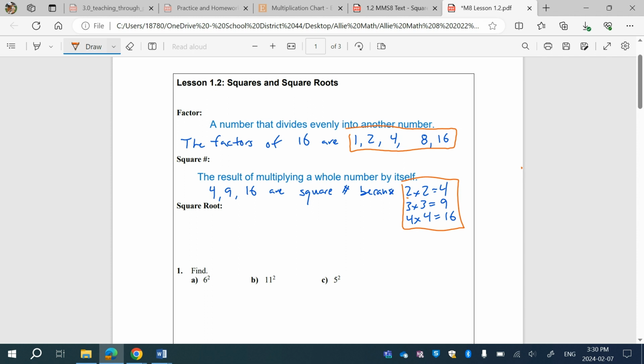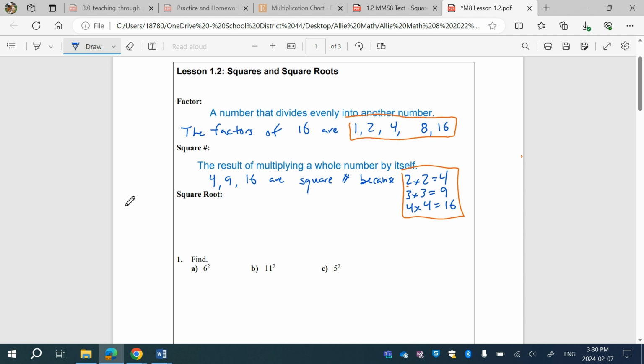Okay, and finally, we have this thing called a square root. And this definition, I think, is going to be a little clunky. It's kind of the best I can do, but I hope as we go on and learn more, and I give you a few different ways to think about it, it'll make more sense.